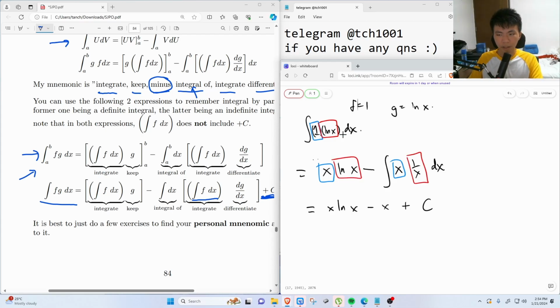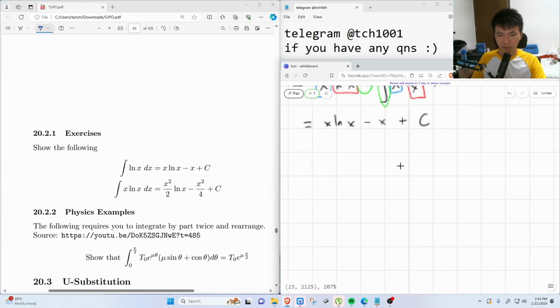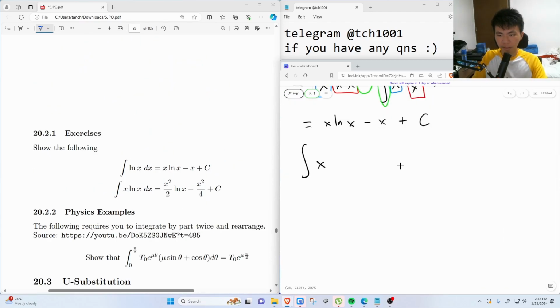Okay, so the integral of 1 times ln x dx is equal to integrate-keep minus the integral of integrate-differentiate. Okay, so that's how I see it. Another example we can try is the integral of x ln x dx. In this case, the function that I'll be integrating will be x, and the function that I'll be differentiating is ln x. So the integral of x ln x dx is equal to integrate-keep minus the integral of integrate-differentiate.